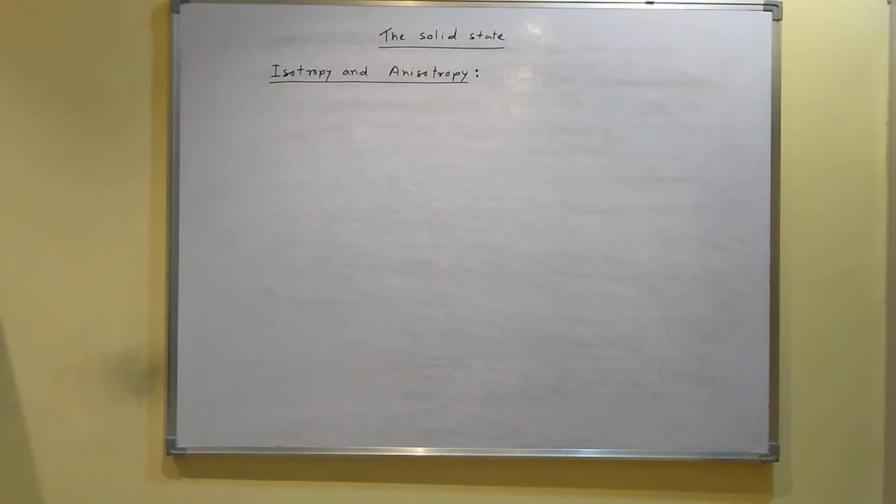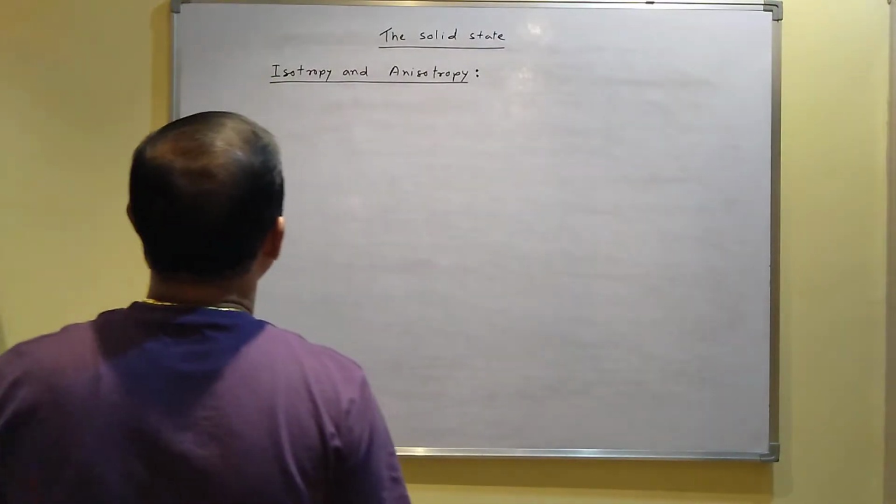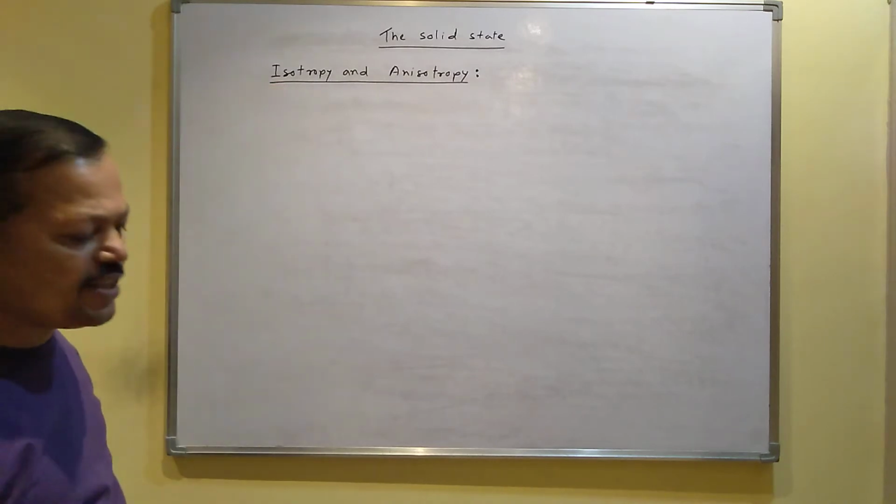Okay, now isotropy and anisotropy. These two are the properties of solid. So first thing you should know what type of properties are called isotropy, what is called anisotropy.